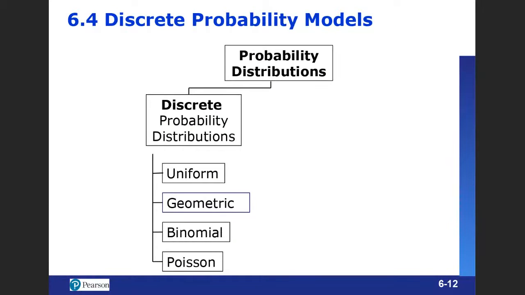Today we're going to start something different. If the last class focused on probability distributions in general, today's class is going to focus specifically on discrete probability distributions. Again, if you recall, chapter 6 will be talking about discrete probability distributions. The next chapter, chapter 7, will focus on continuous probability distributions.